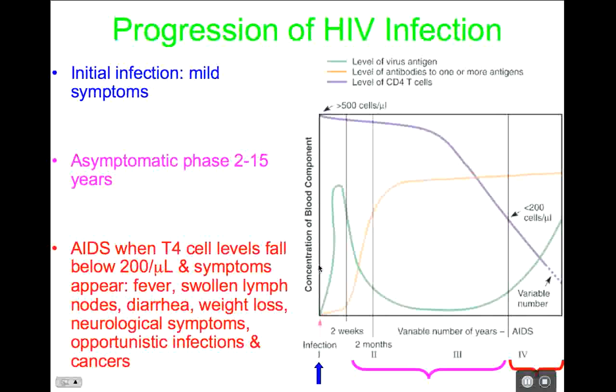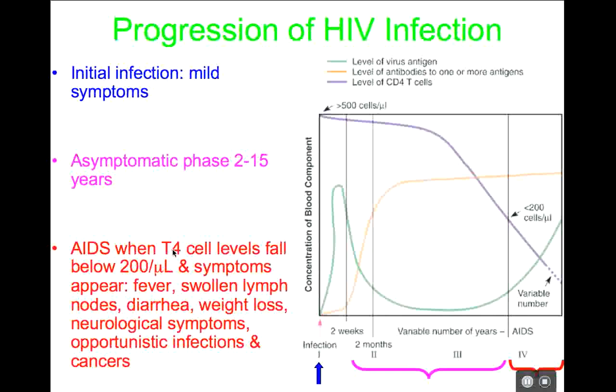A patient doesn't become an AIDS patient until they enter this last section, where their immune system is no longer functioning because their T helper levels have fallen below 200. So we call it AIDS when the T helper cell levels fall below 200 per microliter of blood. That's when you're going to start to see symptoms.